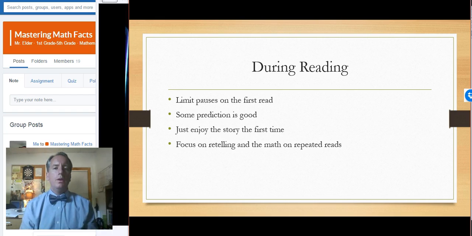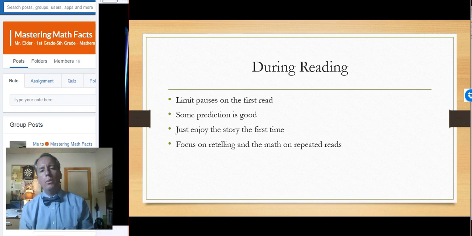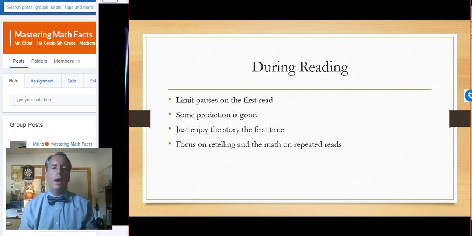So you notice as I read it, we didn't stop each time and talk about how many coins were in the purse and what would happen if it happened again, because we want to allow kids that opportunity to just appreciate the literature first. And then we'll get into, okay, so now I've got you into the math. Let's talk about where the math is in this story.